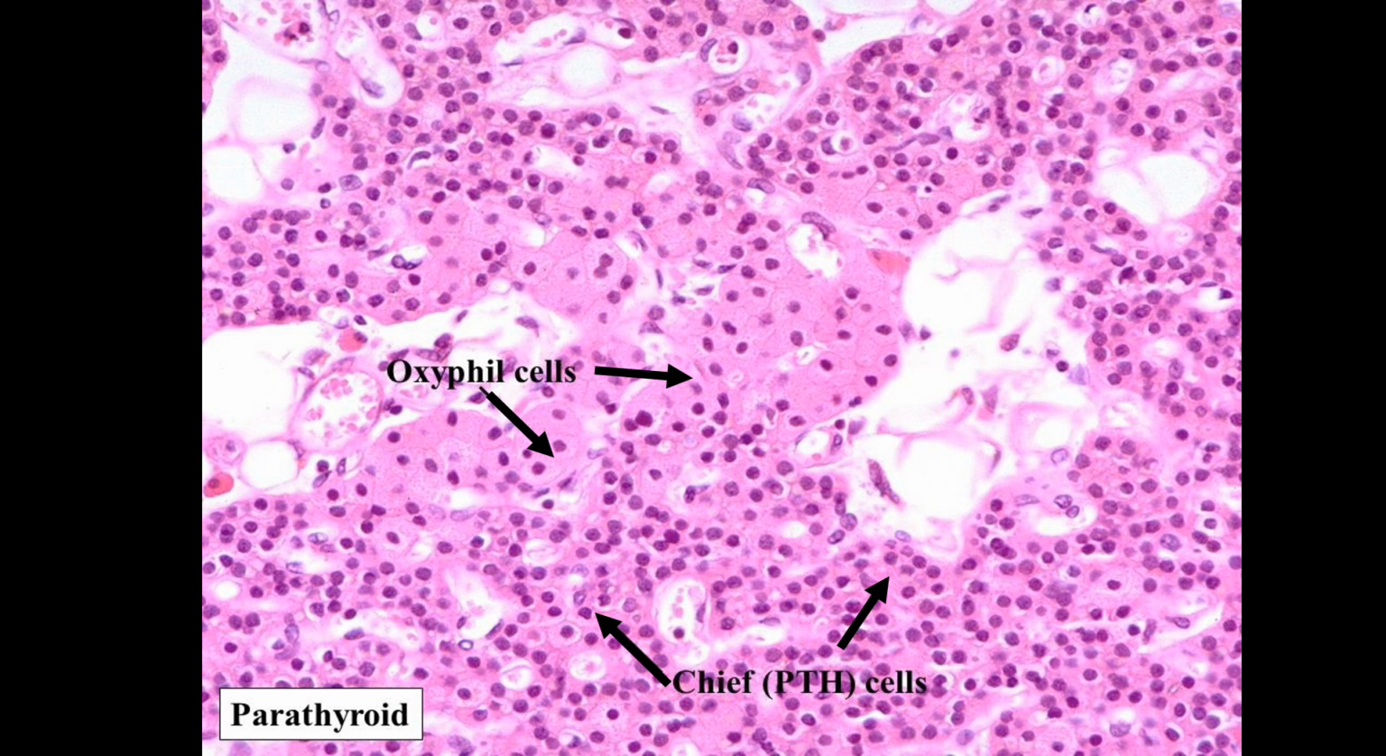This is another picture showing you the chief cells, which are small polygonal cells with round nuclei and pale staining cytoplasm. These are the oxyphil cells, which are larger than principal cells and have acidophilic cytoplasm.